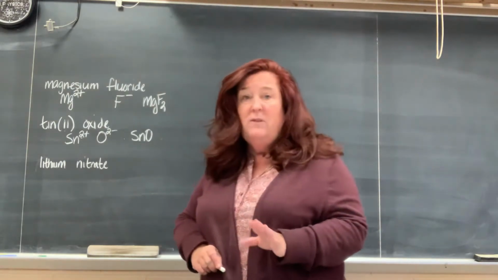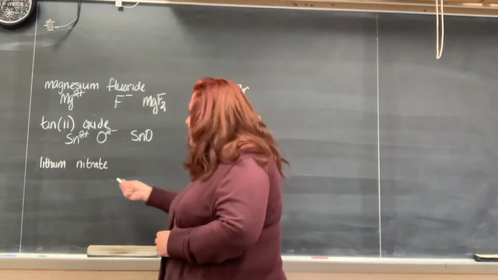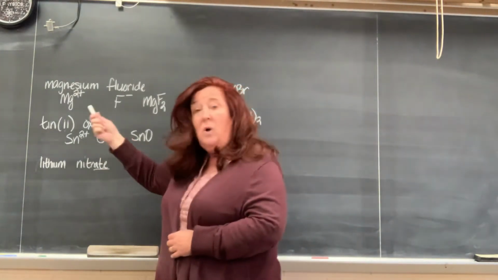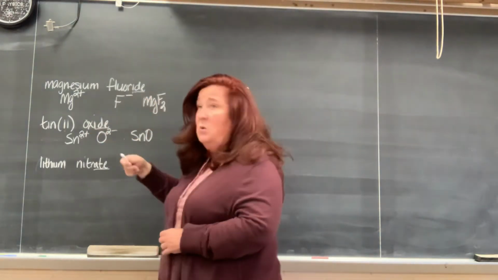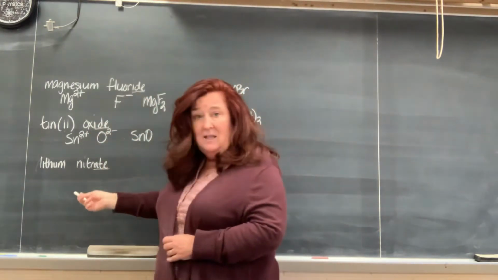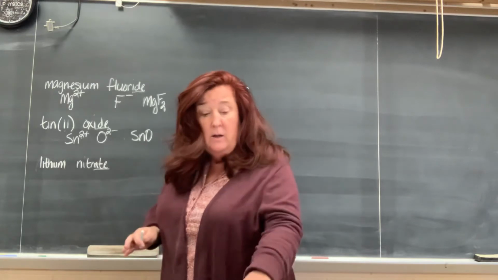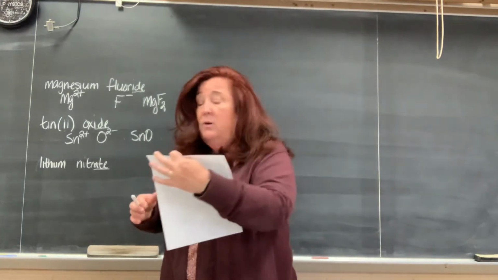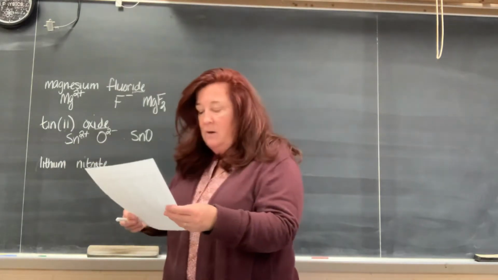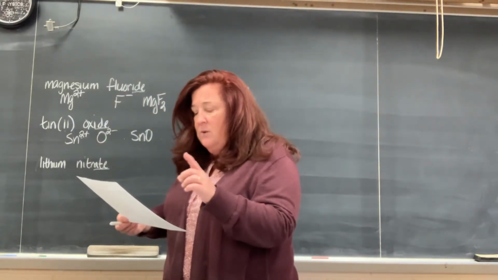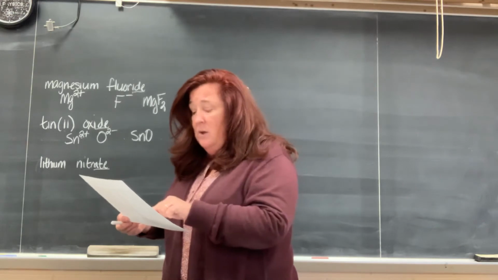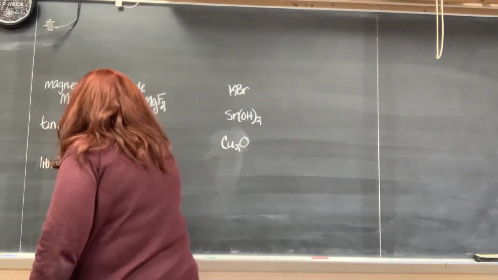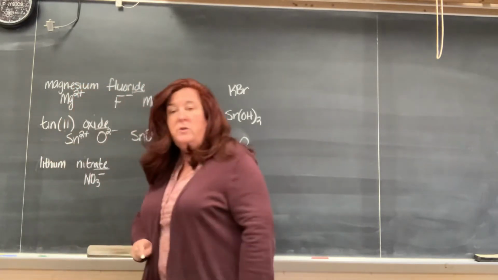Now sometimes you have even weirder things. When you see something with a suffix that's not an IDE, like this was an IDE that told you oxygen, and this was an IDE that told you fluorine, that's an ATE. That means polyatomic ion. So you get your chart out and look at the middle column and find nitrate. Be careful, because there's also a nitrite. When you look at nitrate, it says that as a group, it carries a -1 charge.